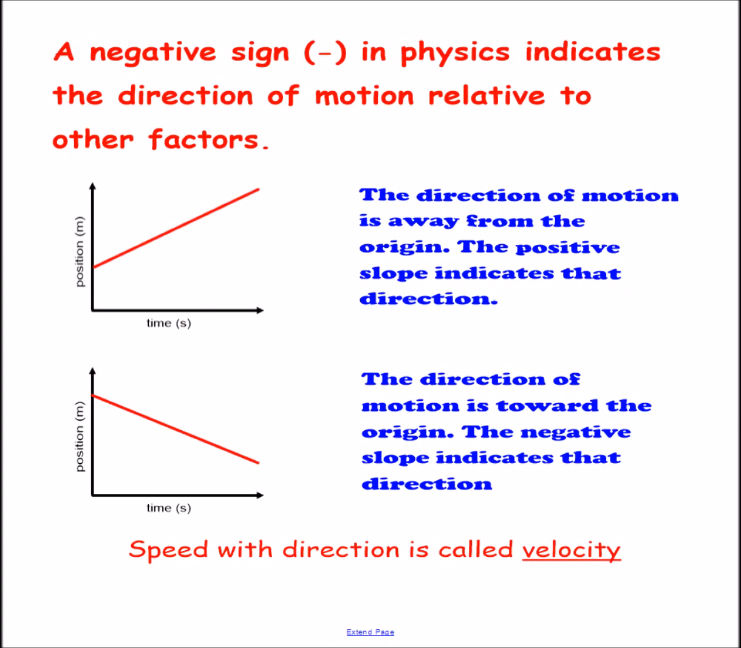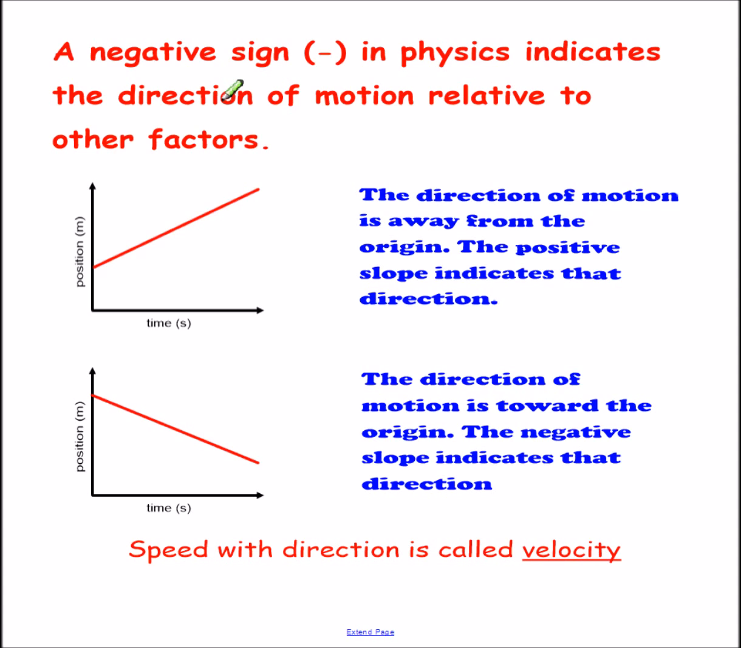Okay, so as I've already indicated, the negative sign of that graph tells us something pretty important. One of the things that's very important to keep in mind is that a negative sign in physics actually indicates the direction of motion relative to other factors. In a math class, you might have been taught that a negative number was like an imaginary number, or that it didn't actually mean something. But in physics, negative actually indicates direction.